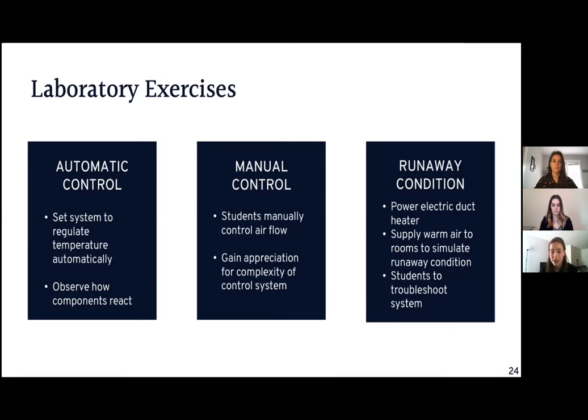In the last exercise, the electric duct heater will be powered on without the student's knowledge. This will cause the supply air to be warm instead of that ambient air temperature coming from the laboratory, and will cause the rooms to get warmer and warmer instead of cooling as they're supposed to. This causes a runaway condition. Students can then try to troubleshoot the system to figure out what's happening, and this allows them to gain a greater understanding for the system as a whole and how it works.